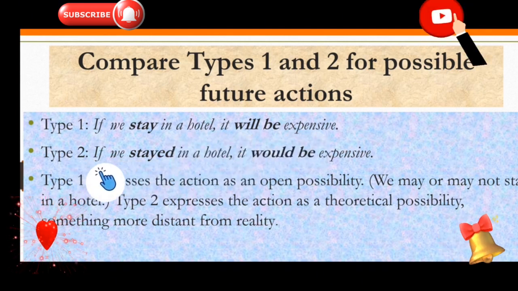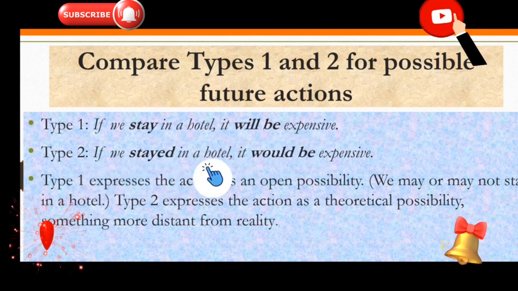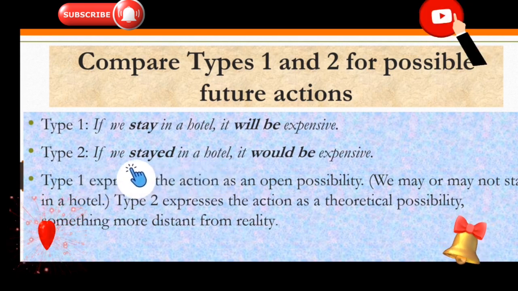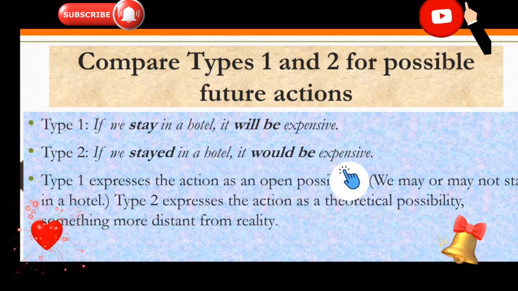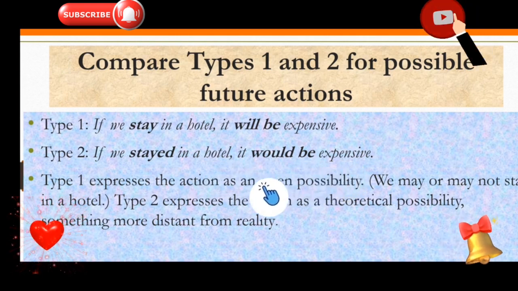Type 2, if we stayed in a hotel, we are just imagining here that if we stayed in a hotel, it would be expensive. So did we stay in a hotel? Not at all. We are just imagining here.